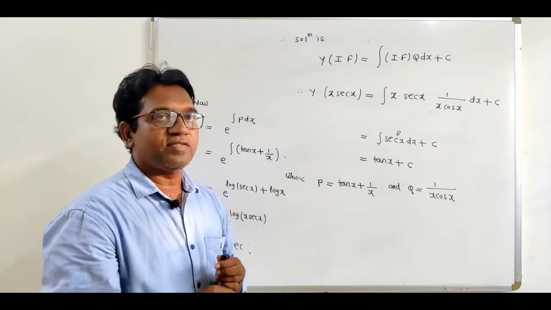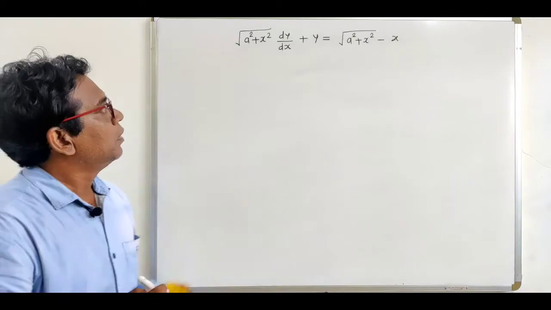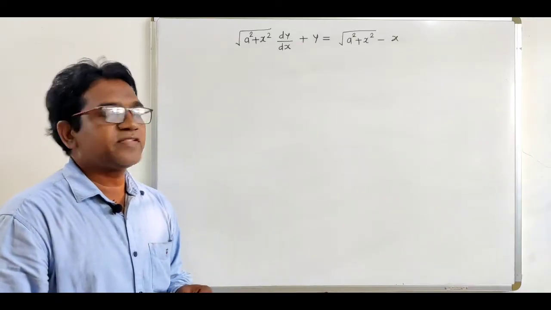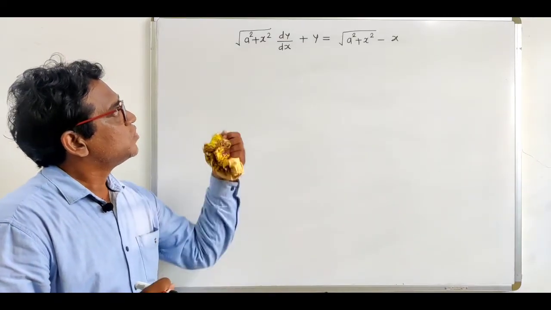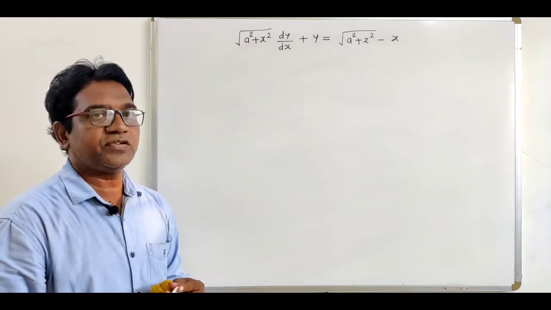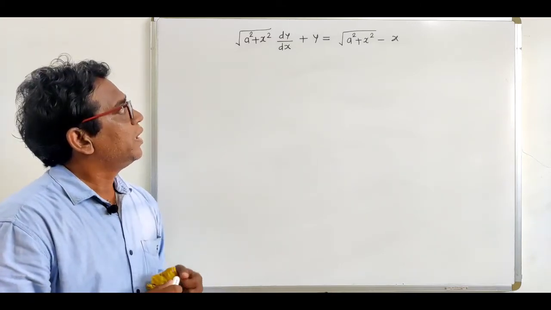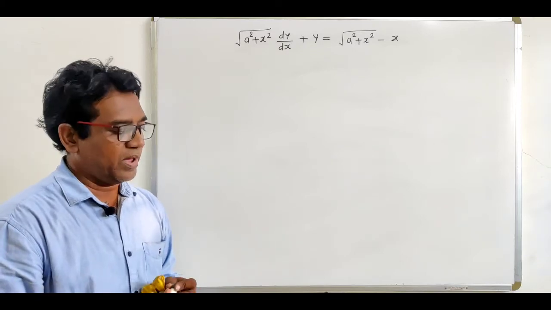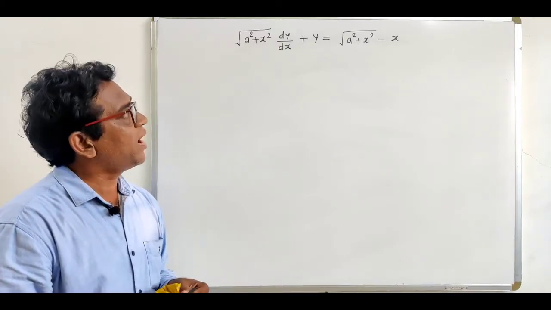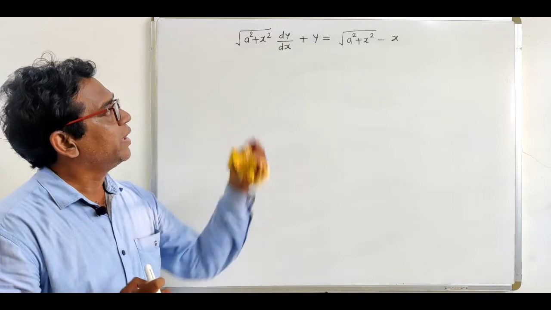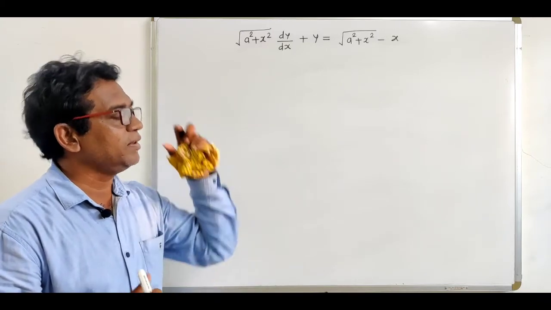So let us take one more example. So write down the second example. Now this is our next example. Solve the differential equation under root a square plus x square dy by dx plus y is equal to under root a square plus x square minus x.